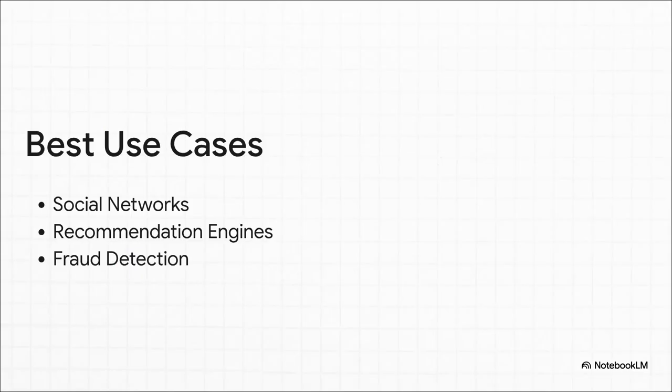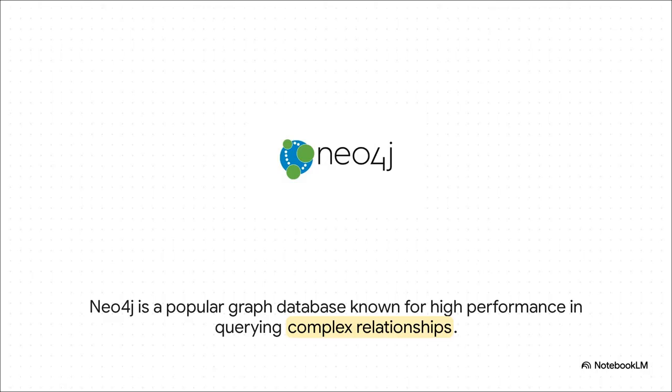And the use cases for this are just huge. I mean, social networks are a no-brainer, right? Mapping out who knows who. Recommendation engines use this to find those connections, like, hey, people who bought this also bought that. And it's a total game changer for fraud detection because it can uncover these really subtle rings of connected fraudulent accounts that you'd never see otherwise. A major player in this space is Neo4j. It's designed from the ground up to make querying these complex spiderweb-like relationships not just possible, but really, really fast.